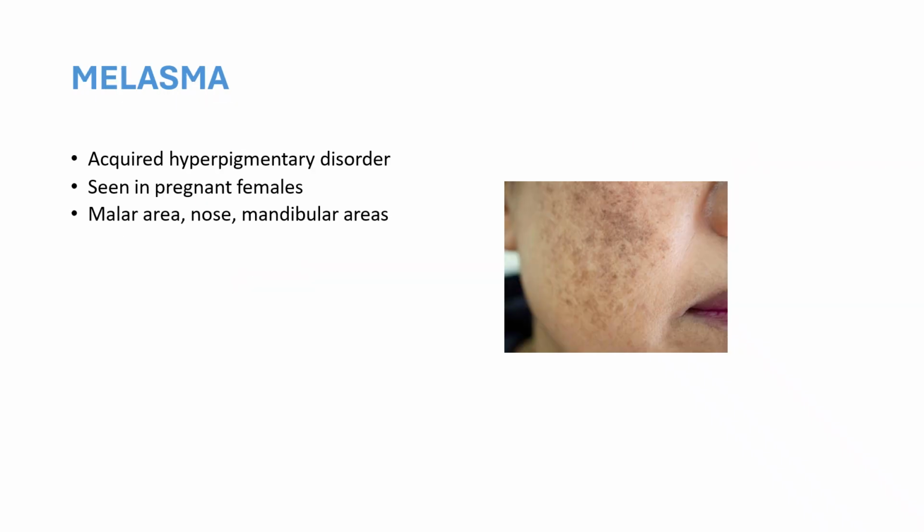Then there are pigmentary disorders like melasma, and hypopigmentary disorders like vitiligo and albinism. We'll discuss that now. Melasma is an acquired hyperpigmentary disorder. Here there is actually hyperpigmentation, an increase in melanin and an increase in pigmentation. It's usually seen in pregnant females, so it is called the mask of pregnancy. You can call it chloasma also. When you have some hyperpigmentation around the face during pregnancy, that is called melasma. It's seen over the malar area, nose and mandibular areas.